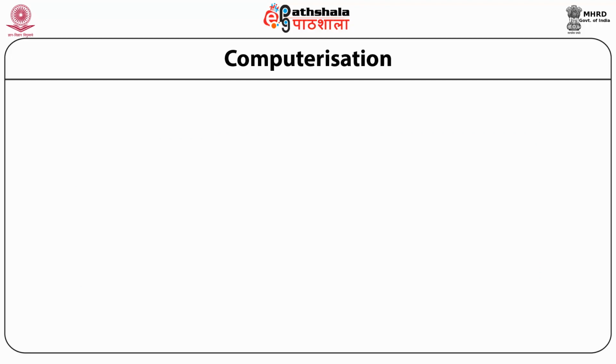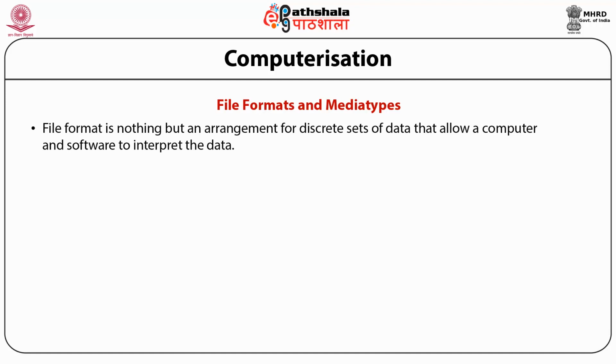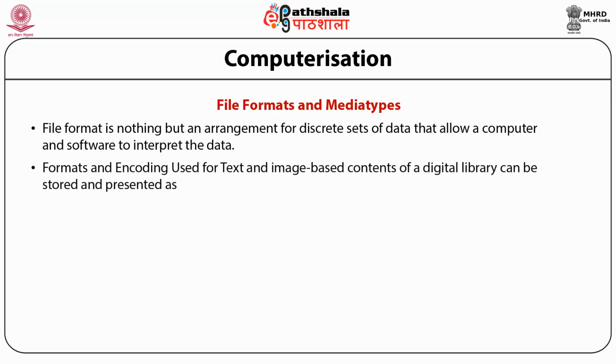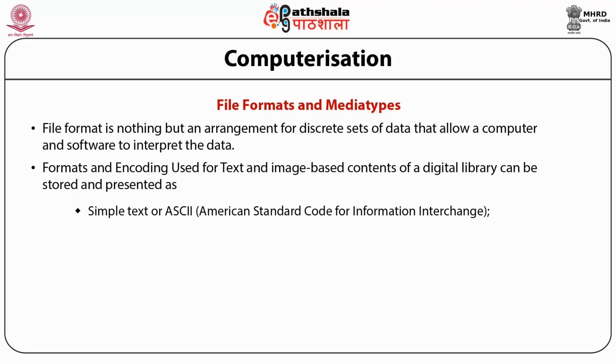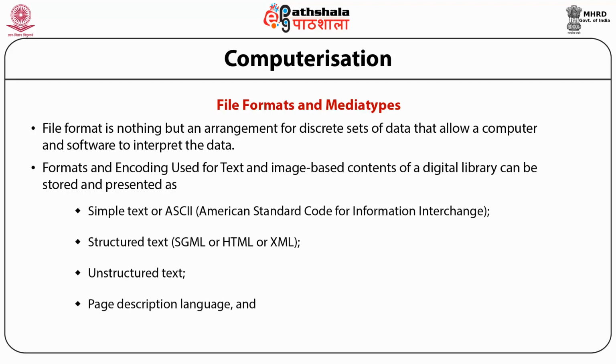When we come over to the next major component, that is computerization: file formats and media types. The file format is nothing but an arrangement for a discrete set of data that allows a computer and software to interpret the data. Formats and encoding used for text and image-based contents of a digital library can be stored and presented as simple text or ASCII, that is American Standard Code for Information Interchange, structured text, HTML or XML, unstructured text, page description language, and page image formats.